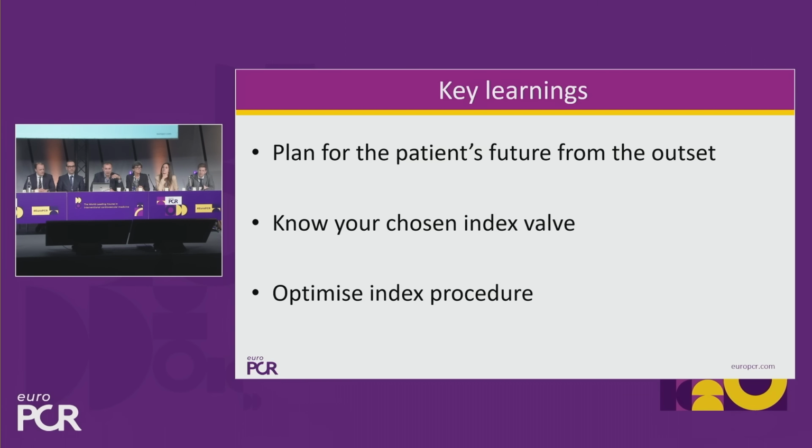But to summarize, I would say the key learnings are we need to think about lifetime management, and we need to plan for the patient's future at the outset. So you need to take all these considerations into account: the age of the patient, how long they're likely to live, whether they're going to need a second valve, when you're choosing your first index valve, which is incredibly important. And obviously, when you do the procedure, you want to make sure you've optimized it, which we've seen here with a lack of gradient, no aortic regurgitation, and obviously patent coronaries, and a good, successful procedure.